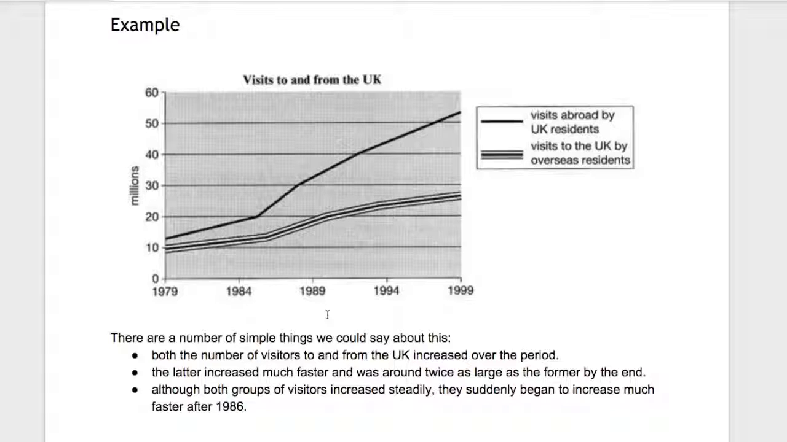That both lines increased over the period. So number of visitors to and number of visitors from both went up. But this one here, this is the black line, went up much faster. In fact, see, it was about twice as high at the end. So there's quite a big change.